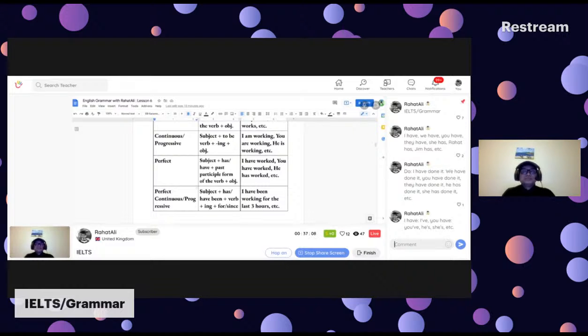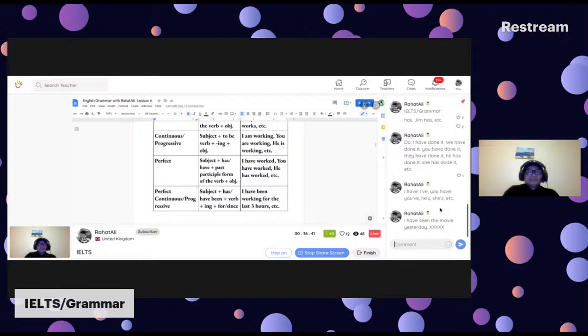We use past simple. One of the common mistakes is, like, "I have seen the movie yesterday." It is not correct because yesterday is mentioned. If yesterday was not mentioned, possibly it would be correct, like "I've seen the movie." That's fine, because there is no time frame mentioned. It could be a little while ago I've seen the movie.